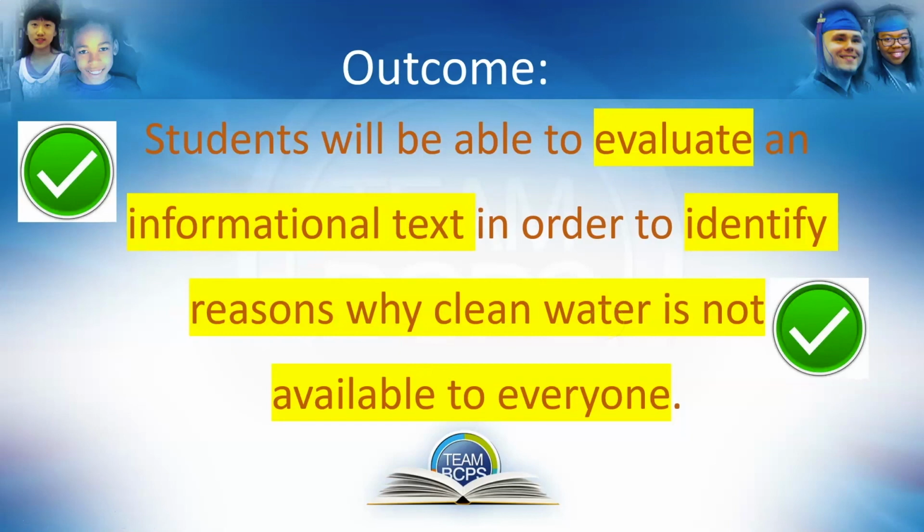So have a look at today's outcome again. So students will be able to evaluate an informational text. Did we do that? Yes, we did. In order to identify reasons why clean water is not available to everyone. And we did that too. Do you remember the 3 reasons we looked at? So the first one was that people waste water. The second one was climate change. And the third one was pollution.